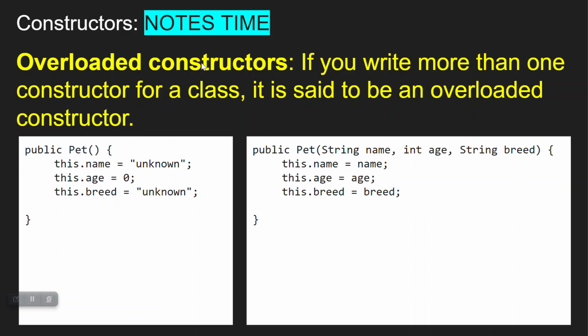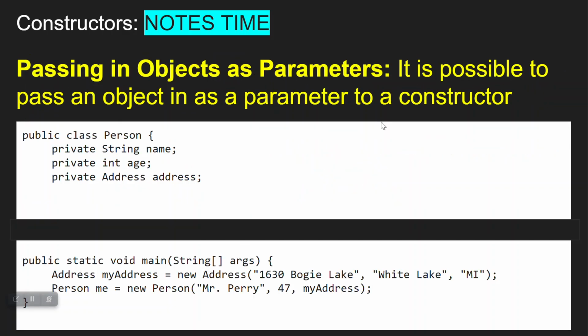And remember that there is such a thing as overloaded constructors. If you write more than one constructor for a class, it is said to be an overloaded constructor. So from our pet class, we did our no argument constructor where we said, this.name equals unknown, this.age equals 0, this.breed equals unknown. But then, of course, we also had our fully parameterized constructor where we actually do have a name, an age, and a breed for the animal. So again, if both of these would appear in the same class file, that means this would be an overloaded constructor. And you could do even more of them if you wanted to.